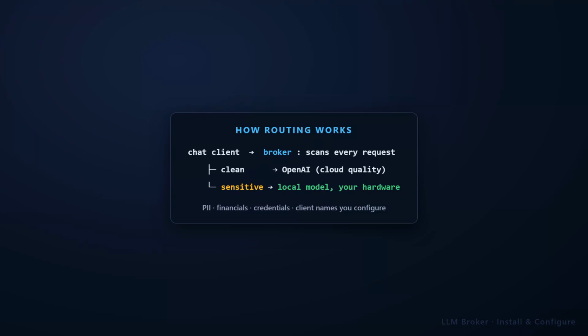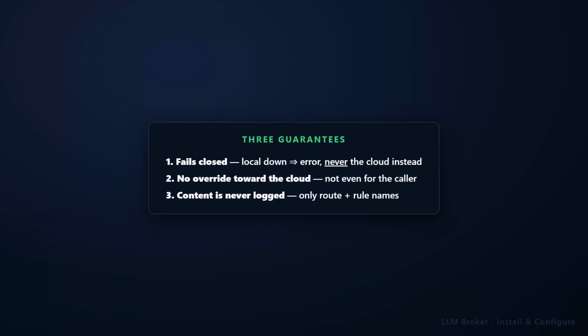Your chat client sends every request to the broker. The broker scans the text against a sensitivity policy. Clean requests are forwarded to OpenAI for the best quality answers. Anything sensitive, personal data, financials, credentials, or client names you configure is routed to a local model on your own hardware. 3 guarantees hold at all times.